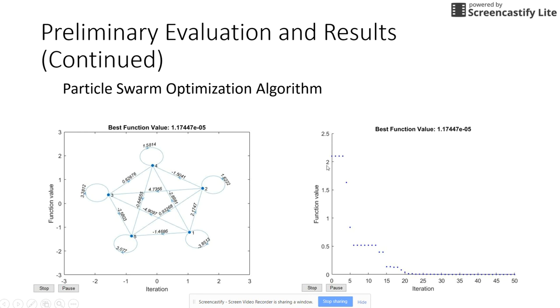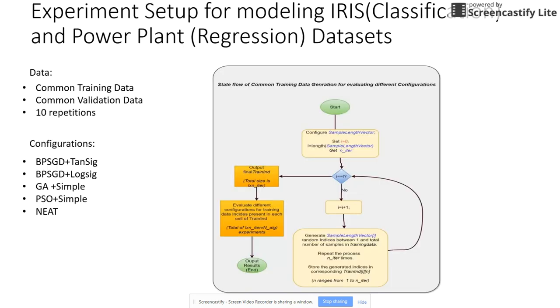This is using particle swarm optimization, again using 5 nodes. The results are actually better than a genetic algorithm. So now we can move into more high-level data sets which are used in more real time. The data sets that are considered are Iris and the power plant. This is a classification data and this is a regression data.